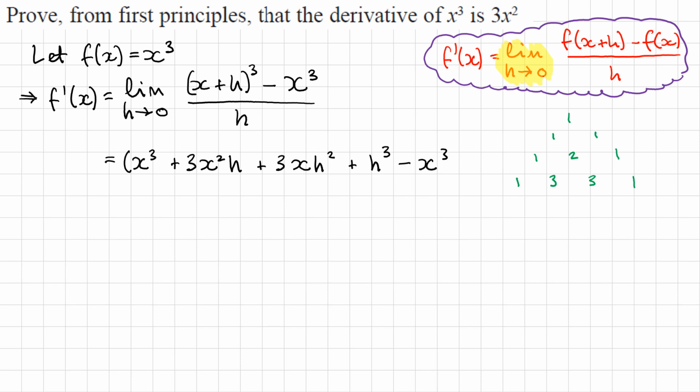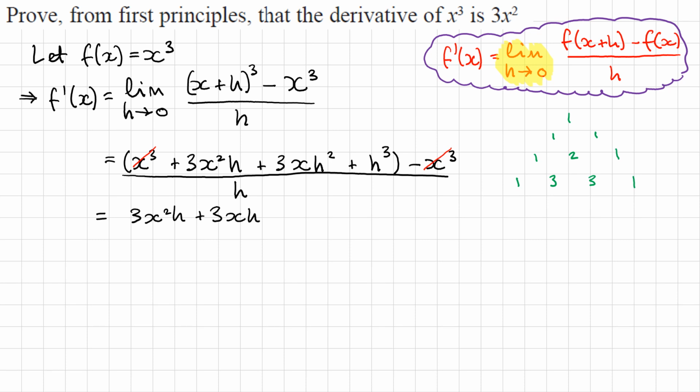Now I'm going to put this in brackets. I don't need to, just in case I've got any negatives that I need to be careful about, like that. Okay, so expand the brackets in the first step, and then that's all going to be over h. Right, next step, let's simplify, tidy up what we've got at the top. So the x cubed and the negative x cubed, they're going to cancel out. And what I'll have left is 3x squared h plus 3x h squared plus h cubed over h.